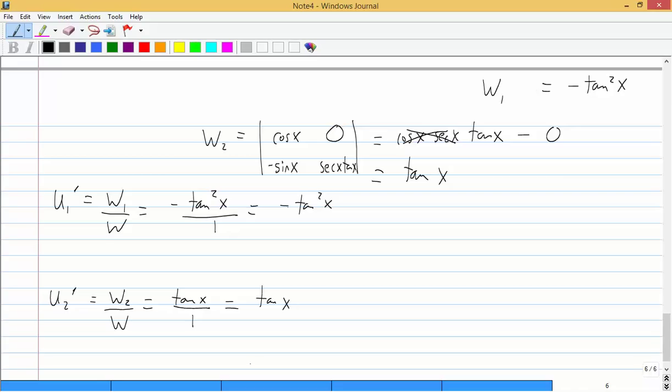Now we have U sub 1 prime and U sub 2 prime. We need to figure out what U sub 1 and U sub 2 are equal to. So we have to integrate our U sub 1 prime and our U sub 2 prime. To integrate tangent squared, don't make the calculus 1 or calculus 2 mistake of saying that's tangent or saying that's secant squared. It's not. Right? We all know that you need to apply an identity to that to be able to integrate it. So tangent squared x is equal to secant squared x minus 1.